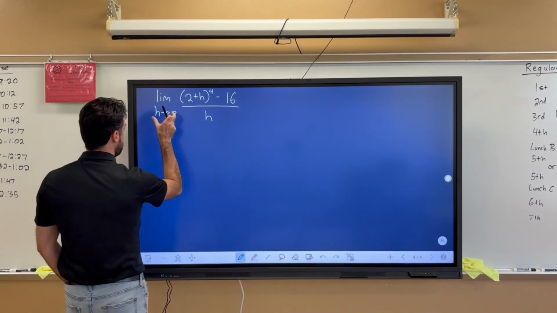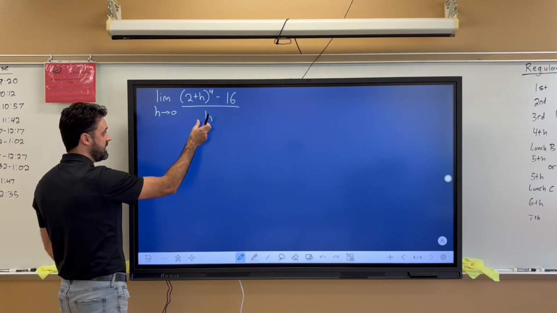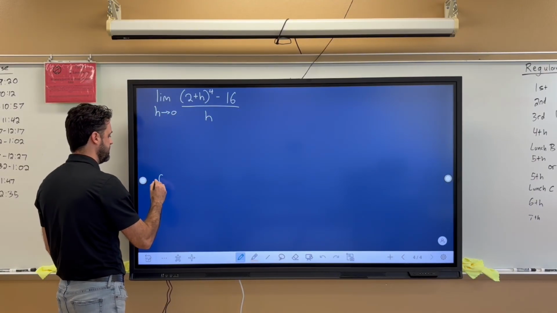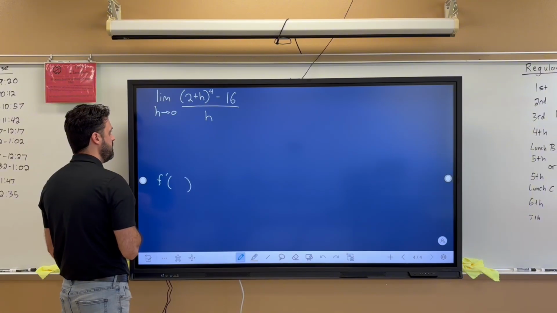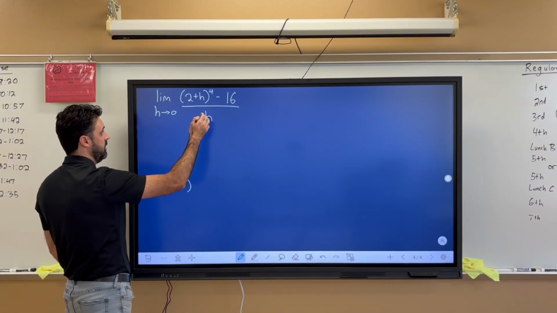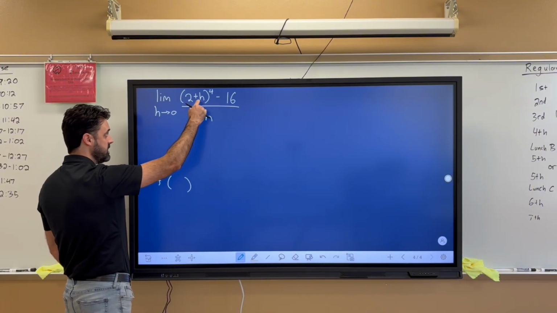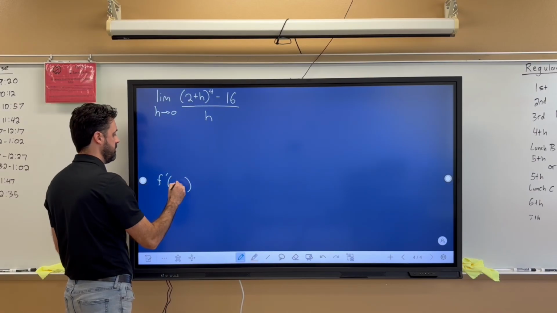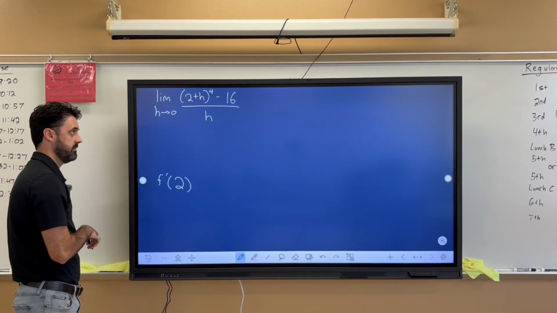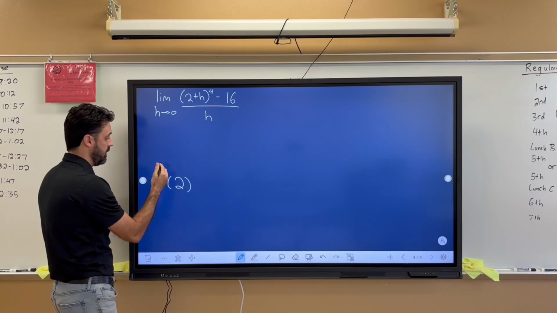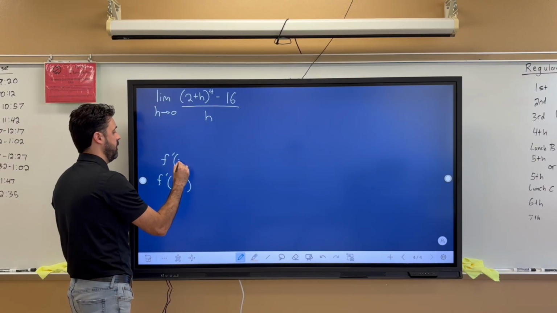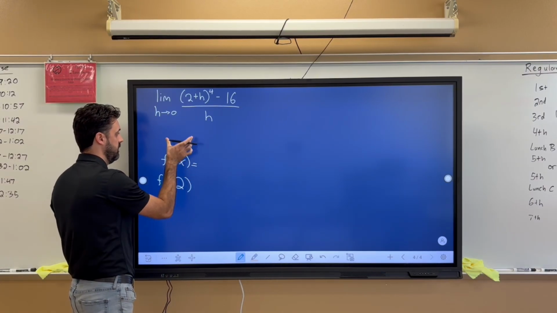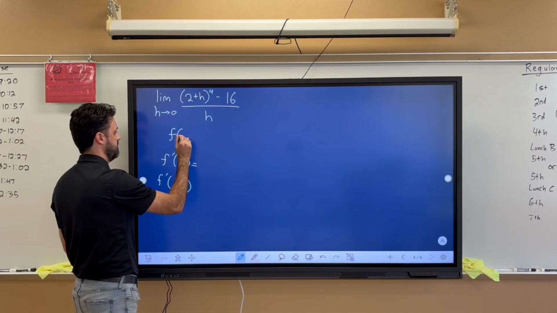Same thing. We've got the limit as h goes to 0. We've got h. And so this problem is asking us for f prime. And because there's no x in here, x comes before h. And so this is asking for f prime of 2. That's our question, f prime of 2. To figure out f prime of 2, we first need f prime of x. And before that, we need f of x.